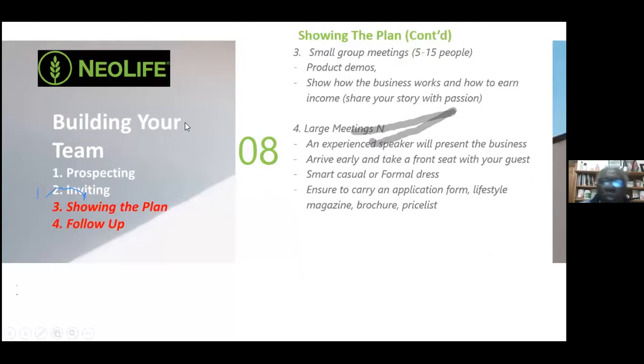The other way of showing the business is a small group, say 5 to 15 people. You can meet at a home or in an office or in a place where people can congregate. I think at this time of the COVID-19, that is not very easy to do because of different rules in different countries. In South Africa at the moment, it's very hard to do a meeting like this. So most of our meetings are via Zoom. But when you meet people in a small group, do a product demo, show them how the business works and the income potential, and share your stories with a passion.